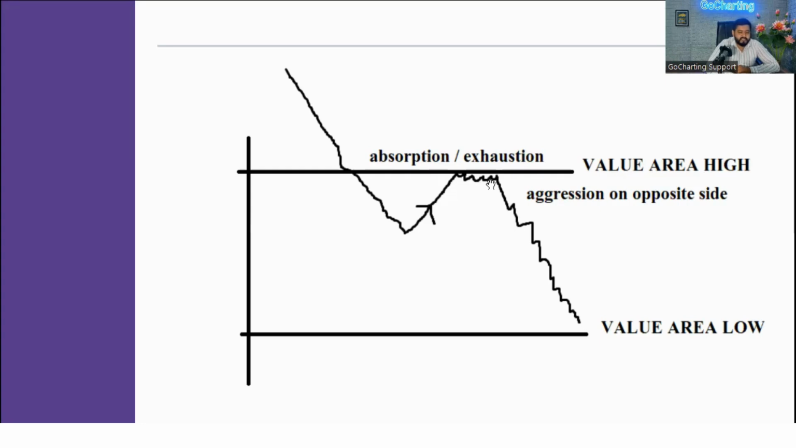In the next lecture, we will talk about VWAP and how we can apply auction market theory to VWAP. And then how we can combine all these things, like the market profile, VWAP, the same auction market theory rules, and the order flow.